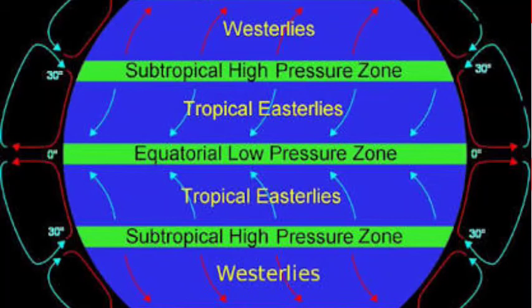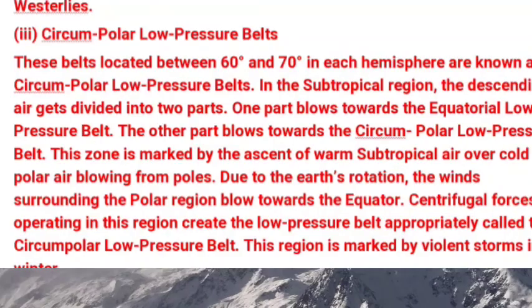Next one is circumpolar low pressure belts. These belts are located between 60 degrees to 70 degrees in each hemisphere, meaning the northern and southern hemisphere, and are known as circumpolar low pressure belts. In the subtropical region, the descending air gets divided into two parts. One part blows towards the equatorial pressure belts, the other part blows towards the circumpolar low pressure belts.